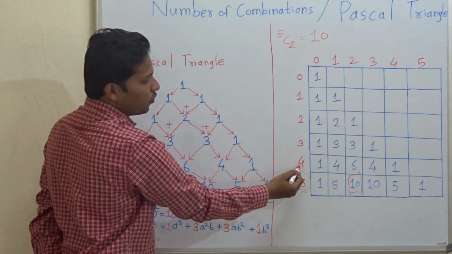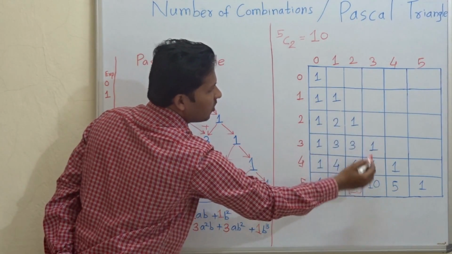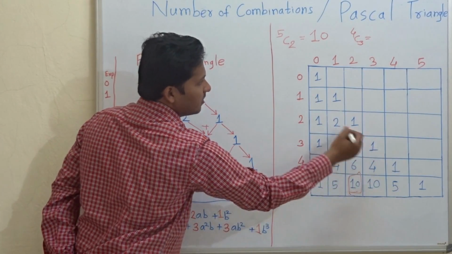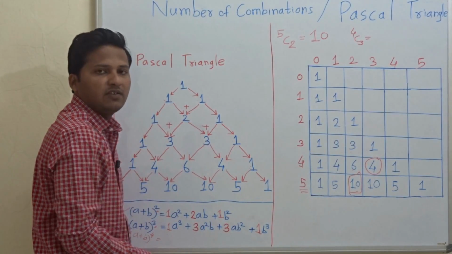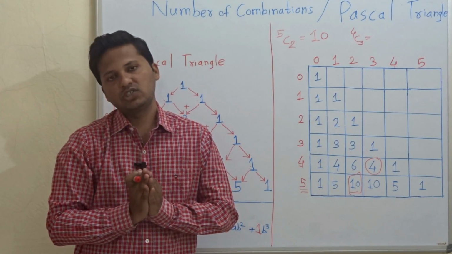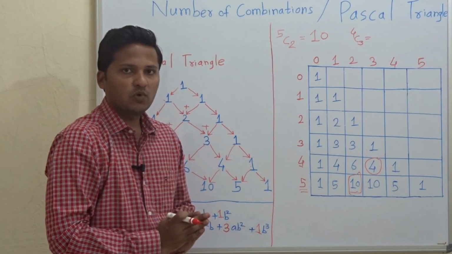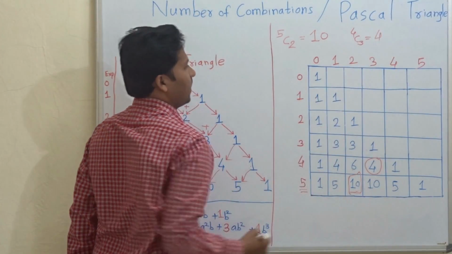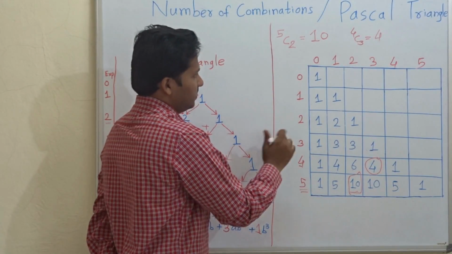Similarly, you can find out 4C3. So fourth row, third column, 4C3. So what's the answer? 4C3, answer is 4. This is how we can use this matrix. So if you want to write a program for the mathematical function, that is combination, then I will tell you now how to write that program. So 4C3 is 4. Now just observe how we have done this.